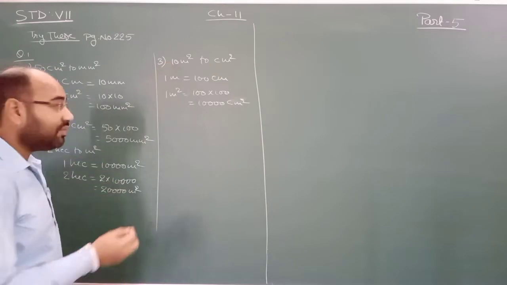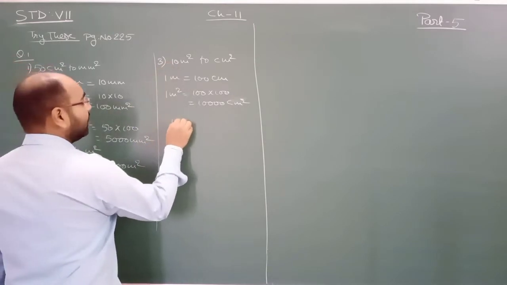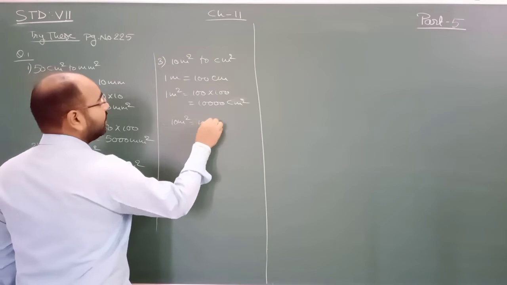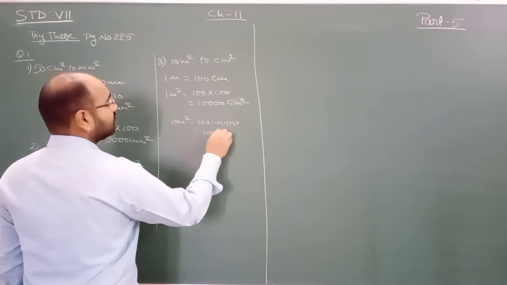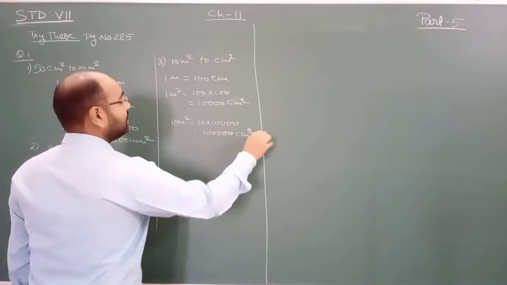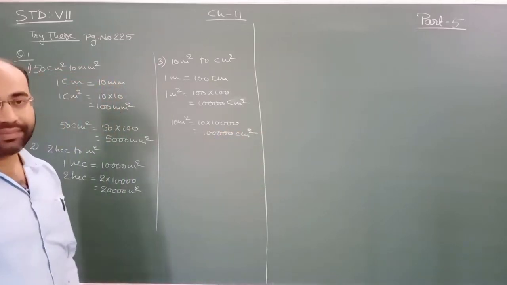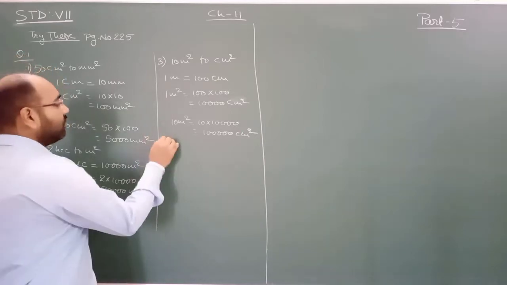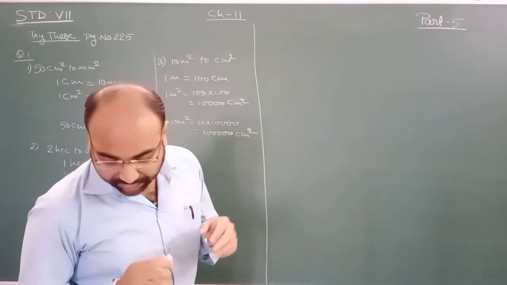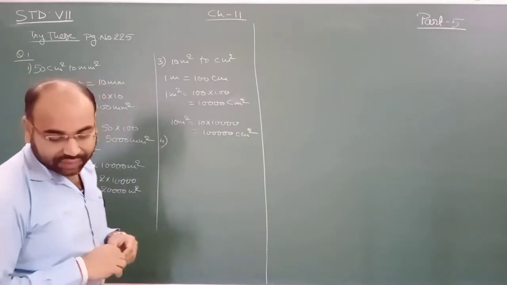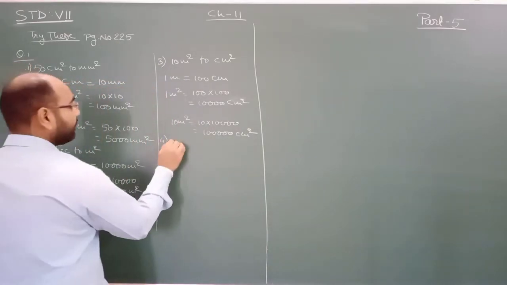So now we know that 1 meter square is equal to 10,000 centimeter square. So we are having 10 meter square. So 10 meter square will be what? 10 into 10,000. So that becomes 1 lakh centimeter square. Then now the fourth one, it is given 1000 centimeter square in meter square.